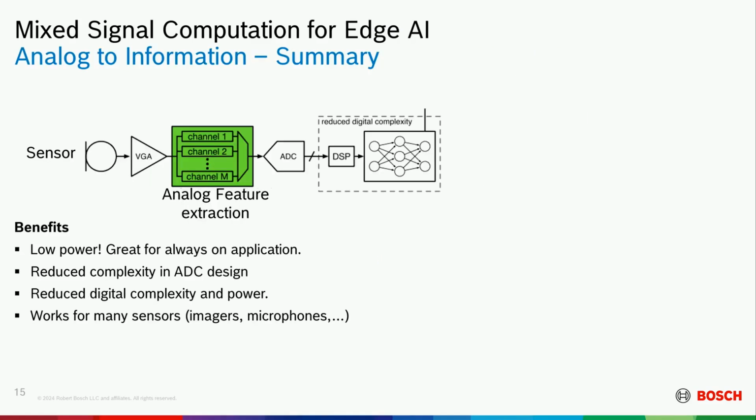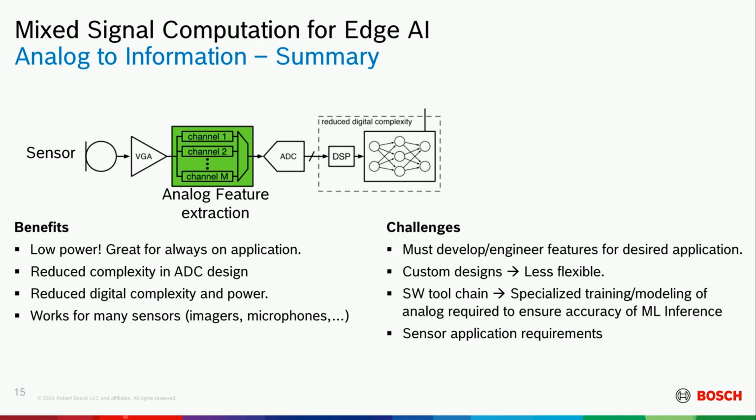So overall, there are a lot of benefits for this. I think always-on applications, especially if you know the features very well, you can think about this. And of course, reduced ADC complexity in the design, and reduced digital complexity. Of course, it works with a lot of different sensors. I think the challenges are really what features matter, because once you do these designs, they're kind of fixed, right? You can't change them. They may be somewhat tunable, but they're really not flexible.